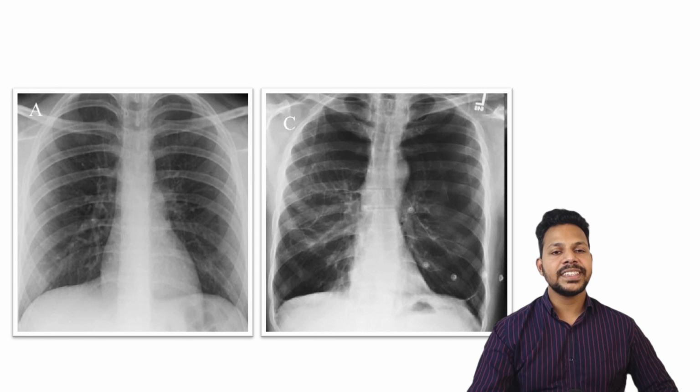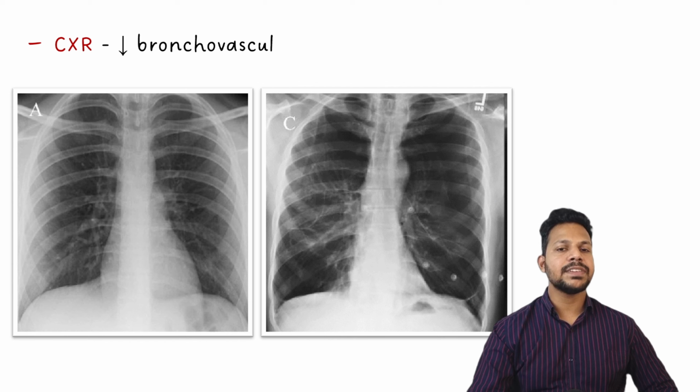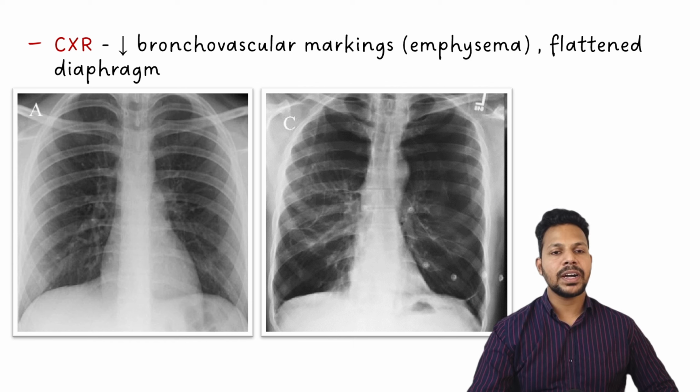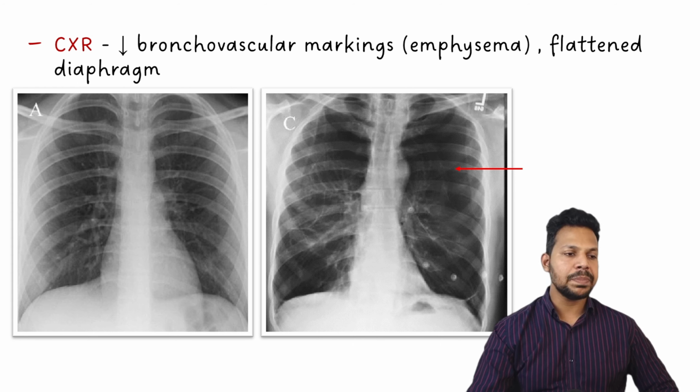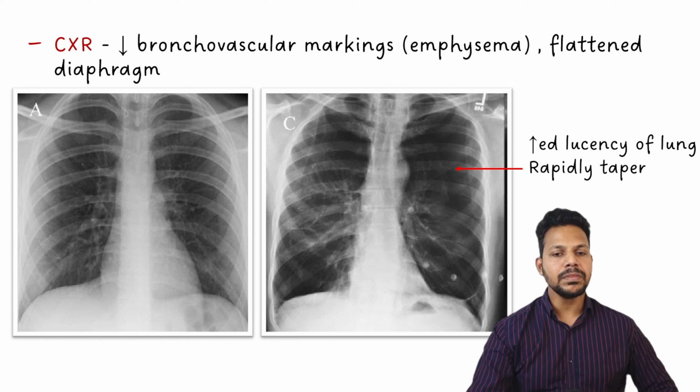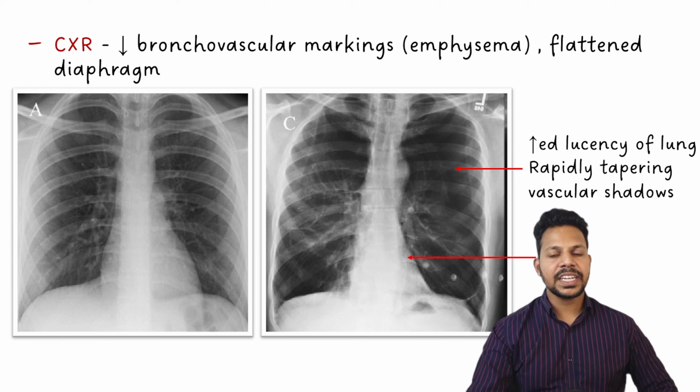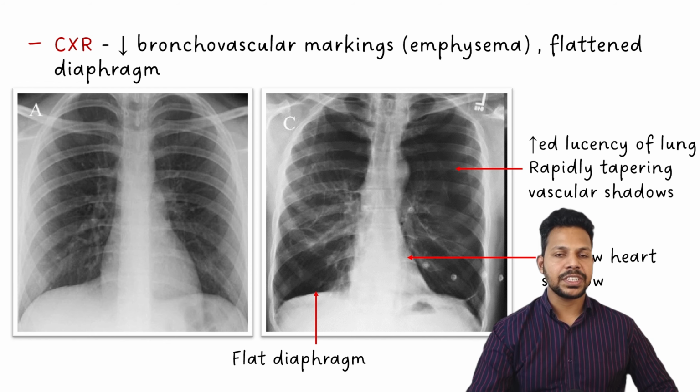Now, let's look at the chest X-ray. What can you appreciate? You can appreciate decreased vascular markings, that is indicative of emphysema, and flattened diaphragm, that is also indicative of emphysema. Here, you can appreciate on left side, you have a normal chest X-ray, and on the right side, you have the chest X-ray of a COPD patient. Compared with the left side, you can see there is increased lucency of the lung. This is because of rapid tapering of the vascular shadows. And here you can see the cardiac shadow is narrowed. So there is a narrowed cardiac shadow because of hyperinflation again. And here is a flattened diaphragm instead of a dome-shaped diaphragm, as in the case of a normal patient.